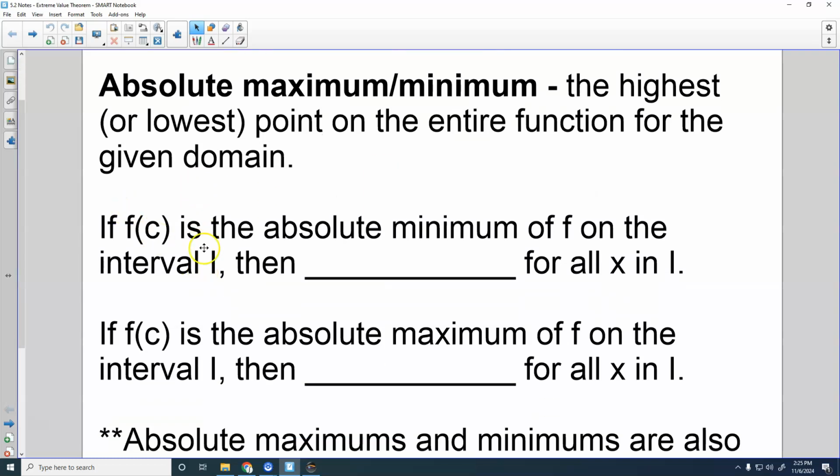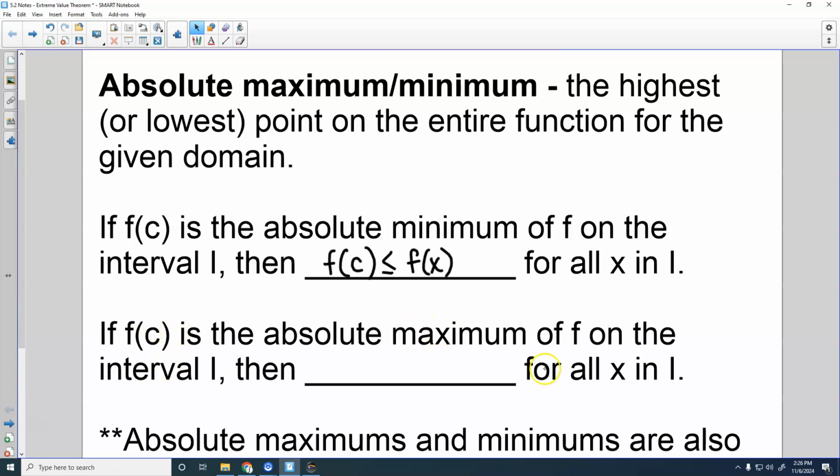So if f of c is the absolute minimum of f on the interval I, that's an I, not a 1, then f of c is less than or equal to f of x for all x in I, which is your interval. So if you have an absolute minimum, then that minimum value is less than or equal to your function for everything in that interval.